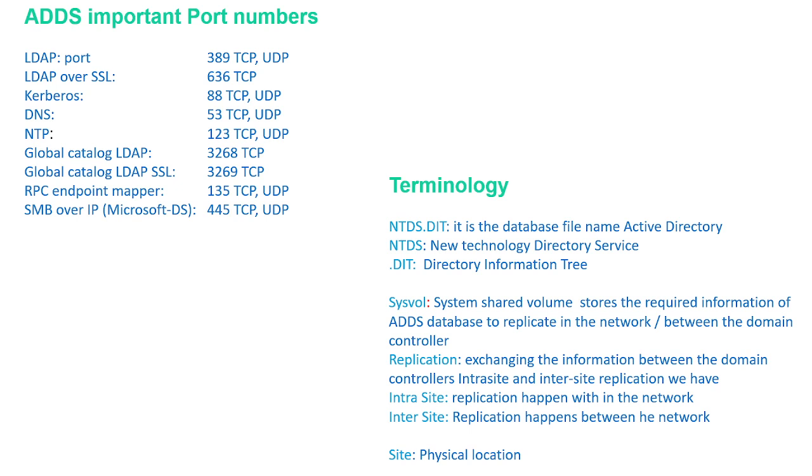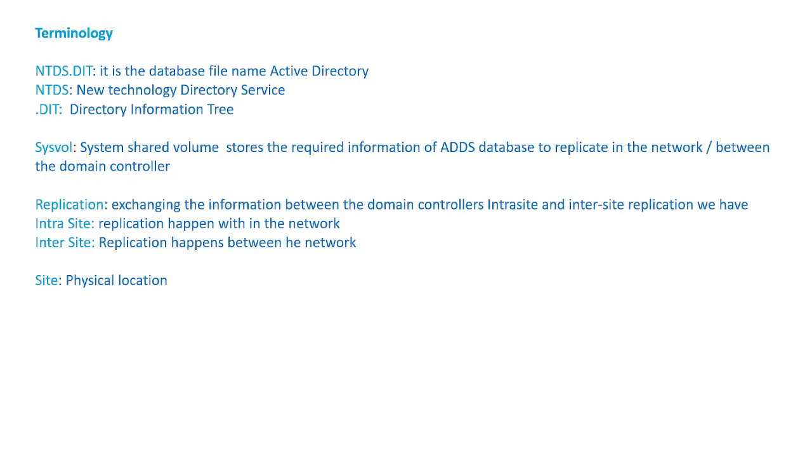Active Directory has some terminologies. I was explaining the name of the database, right? The name of the Active Directory database is ntds.dit. This ntds.dit stands for New Technology Directory Services dot Directory Information Tree. That is the abbreviation of the Active Directory database file name.